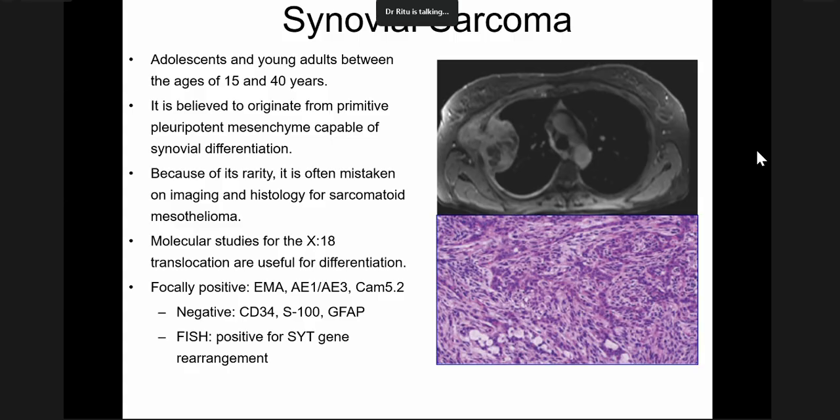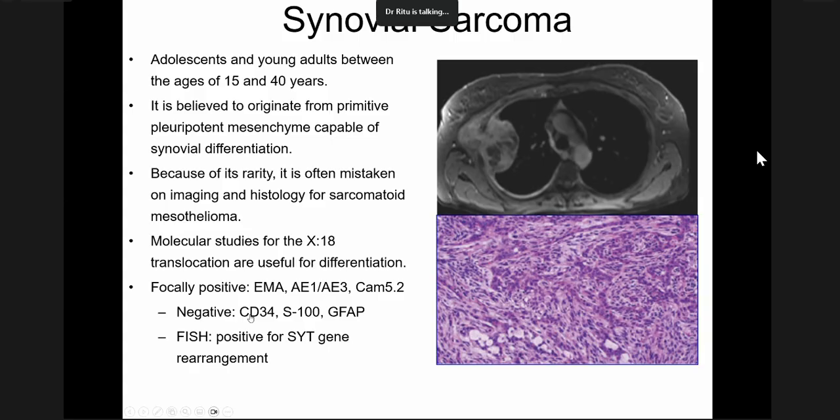These are tumors where you see the triple sign on MR. You can see all 3 elements. They can be bright, iso, or hypointense on T1 weighted images. They tend to be focally positive for EMA and cytokeratin. Again, FISH, which is cytogenetics, is done to look for the SYT gene rearrangement. The main thing that you want to differentiate it from is the fibrous tumor of the pleura, and also the sarcomatoid mesothelioma.